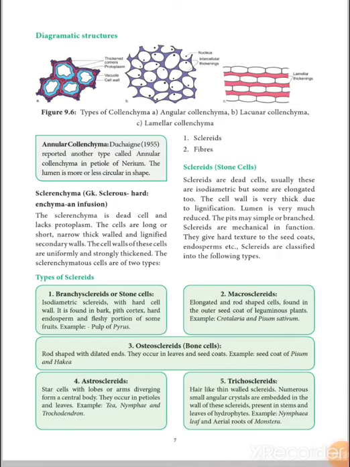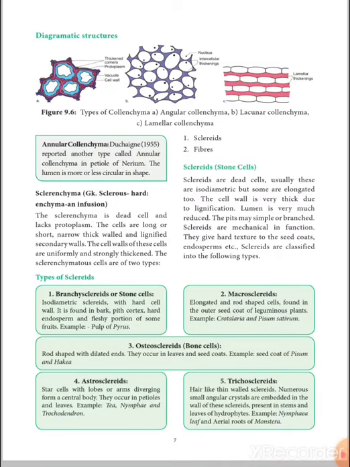and lacks protoplasm. The cells are long or short, narrow, thick-walled and lignified. The main character is the lignification of secondary walls. The cell walls of these cells are uniformly and strongly thickened. The sclerenchymatous cells are basically divided into two types. The first one is the sclereids and the second is the fibers.